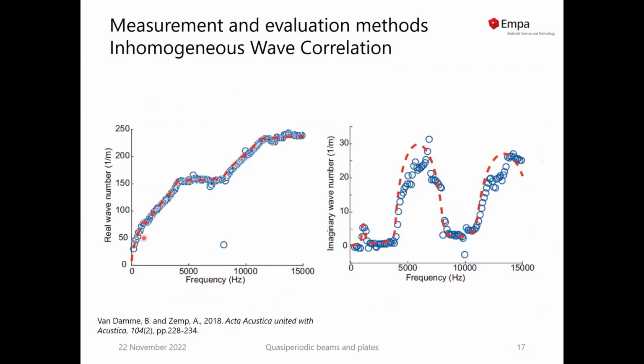So if we do this once again on the periodic beam, we see a very nice agreement between theory and experiment. So the theory is the red line here. But we can also extract the imaginary part of the wave number. Once again, the agreement between experiment and model is remarkably good. Obviously, for the simple case of a 1D waveguide, in 2D, everything becomes a bit more complex, but it's feasible.